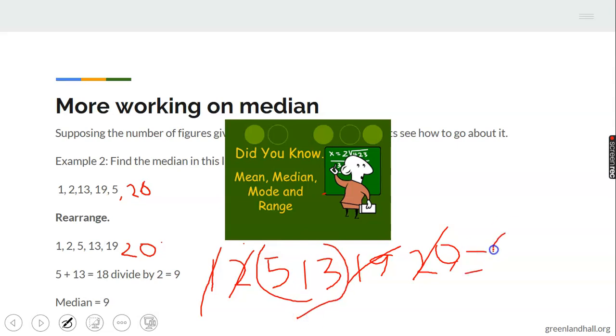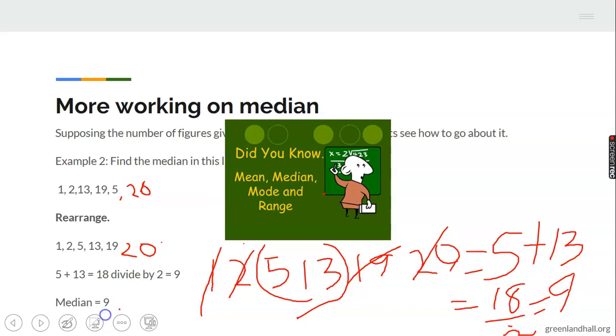So what do we do? We say 5 plus 13. The 2 figures in the middle, you add them together. 5 plus 13 will give you 18. Then you divide this 18 by 2, which will give you 9. So that's why we have the median as 9. I hope you understand now how to get the median of even numbers and how to get the median of an odd set of numbers. Good.